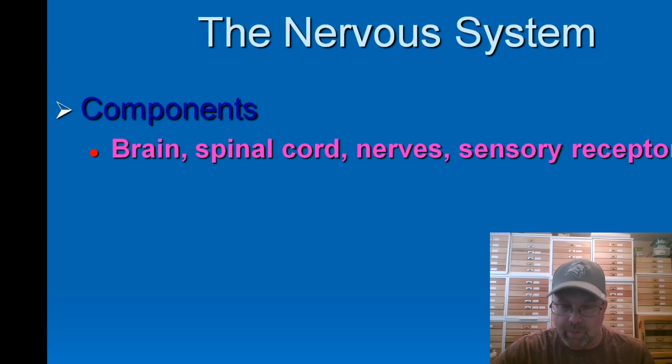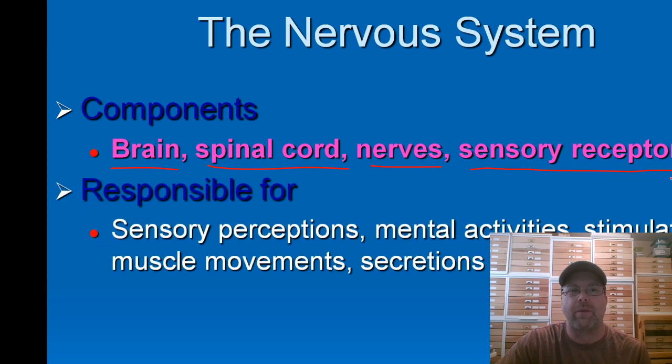into its different components. So, if you look here, it says the nervous system consists of the brain, spinal cord, nerves, and all of our sensory receptors. And that's what we're going to be talking about over the next 4 chapters to end the semester. So the nervous system is responsible for our senses, so perceiving sensory perceptions, our mental activities. It also tells our skeletal muscles to move, and it will signal the secretions of many glands, both products and hormones alike.